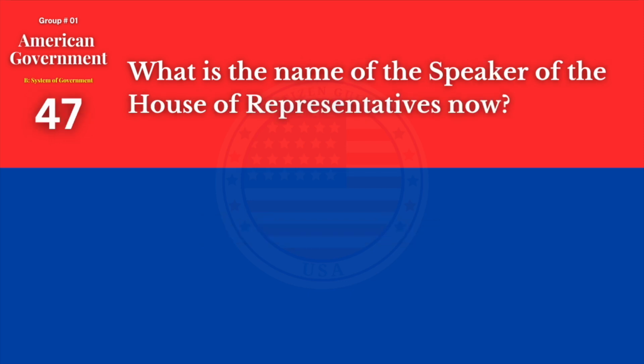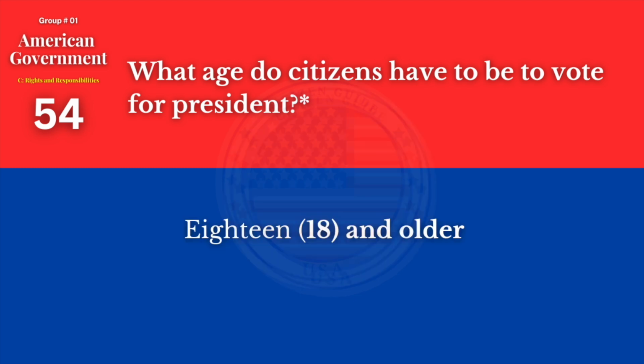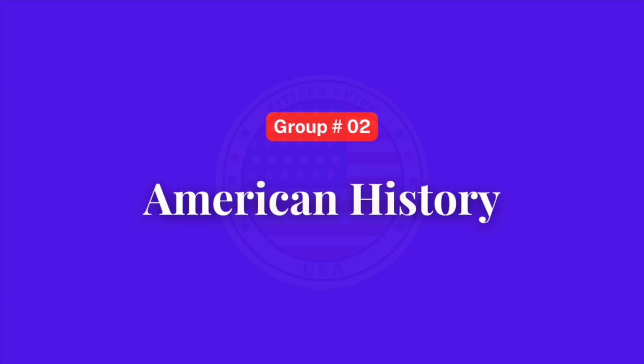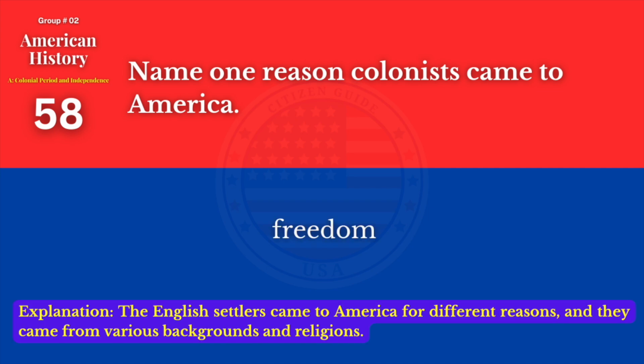What is the name of the Speaker of the House of Representatives now? Mike Johnson. What age do citizens have to be to vote for president? 18 and older. Group 2. American History. Name one reason colonists came to America. Freedom.